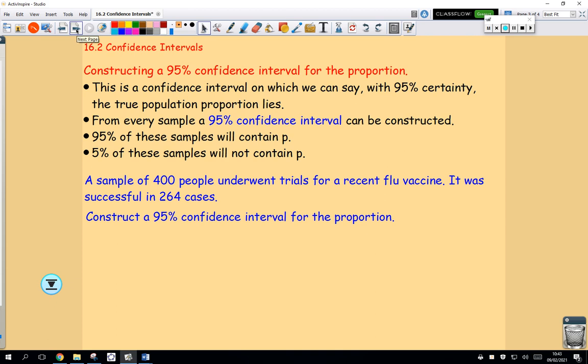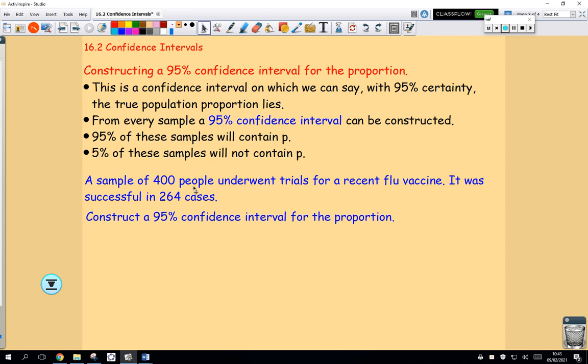Suppose a sample of 400 people underwent trials for a recent flu vaccine, and it was discovered that it was successful in 264 cases, and I'm asked to construct a 95% confidence interval for the proportion. Remember, the population is everyone who will be taking the flu vaccine, which maybe is almost 8 billion people. And we've taken a sample here of 400 people. Not a very big sample. Really, we'd need it to be a bit bigger if we're representing such a large population. However, just for ease of explanation, we're going to look at this.